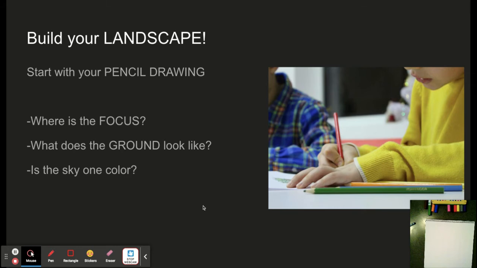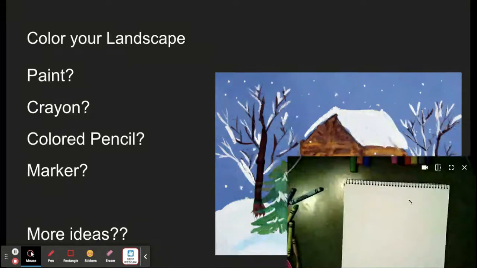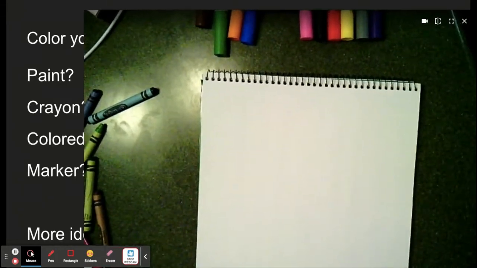And then once you have that figured out, you are going to sketch in and color in your landscape. Now you can use whatever materials you would like. You can use paint, you can use crayon, you can use colored pencil, marker. I'm going to use a combination of those things.